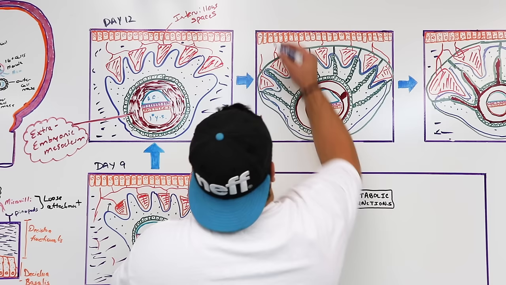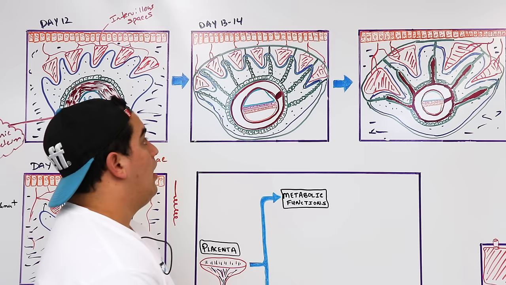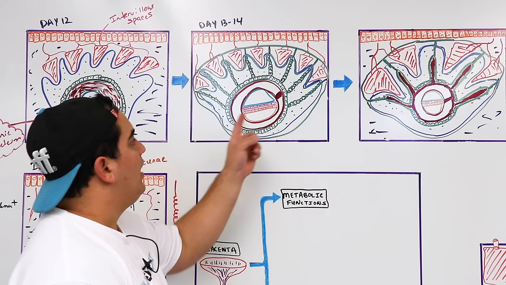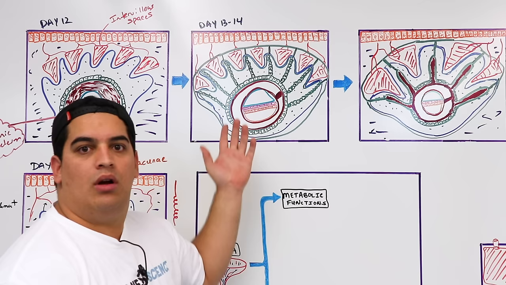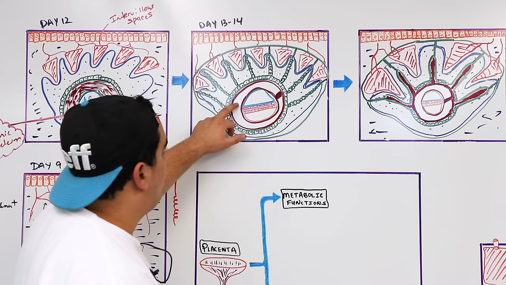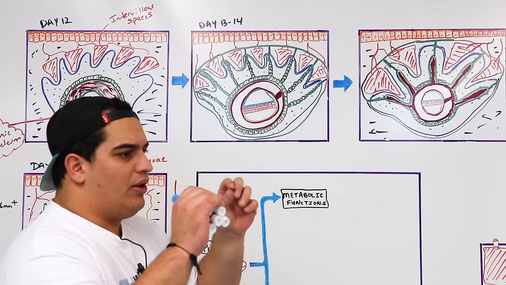Let's go to day 13, day 14. All right, now we're at day 13, 14. You're looking here, right? And what do we see? Whoa, what happened to all that extraembryonic mesoderm? What the heck, bro? It started breaking down. Some of the extraembryonic mesoderm starts breaking down and you start getting these little septations, like extraembryonic little septates.